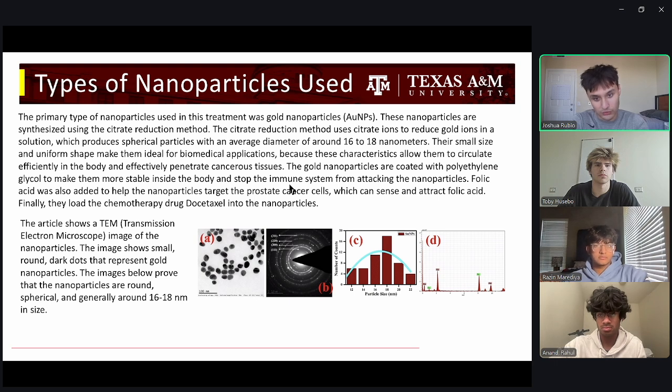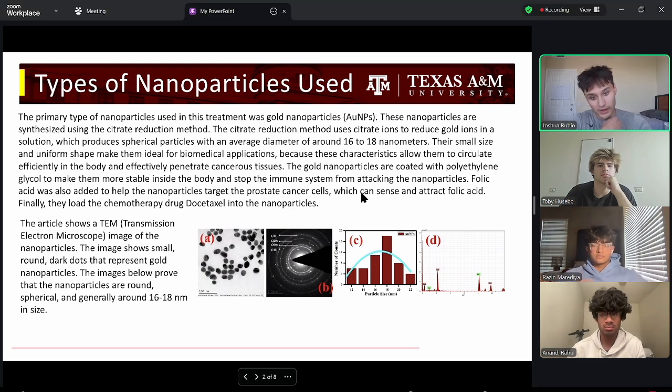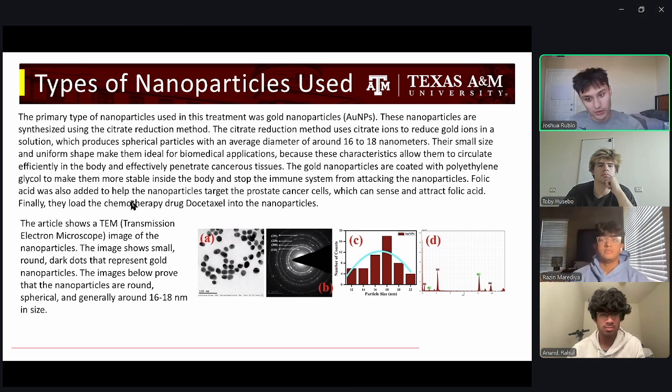Because of these characteristics, they can efficiently circulate throughout the body and effectively penetrate the cancerous tissues. The gold nanoparticles are coated with polyethylene glycol, which makes them more stable inside the body and stops the immune system from attacking the nanoparticles. Folic acid is also added to the nanoparticles to target the actual prostate cancer cells, because the cancer cells can sense and attract the folic acid. And finally, they load the chemotherapy drug, called docetaxel, into the nanoparticles.